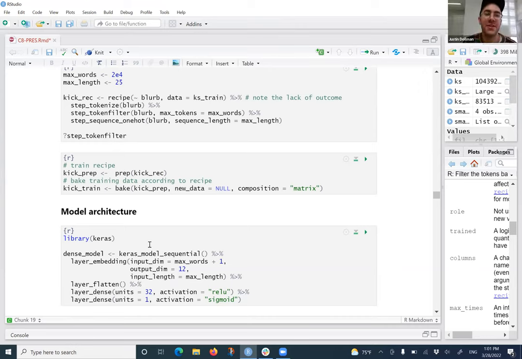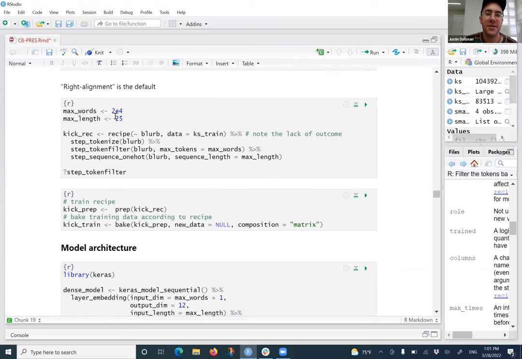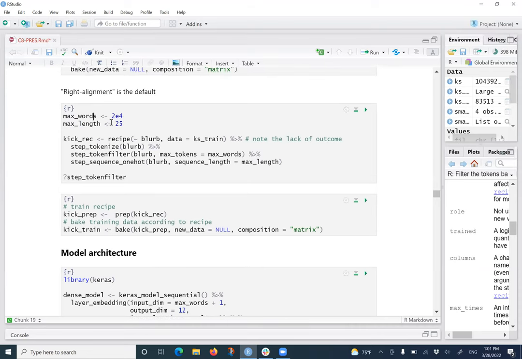Another thing is that ideally what we would want to do is create a grid of max length, so the sequence length, and max words, and fit a bunch of models there. That's one. And then with the model architecture, there are a lot of things you could consider hyperparameters, but we'll see at least one more. So yeah, it'll get complicated.